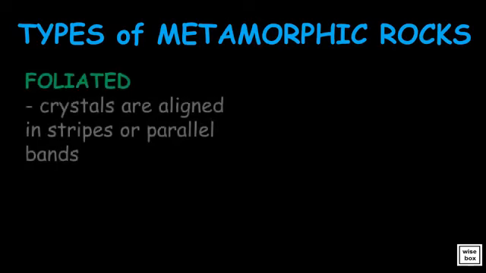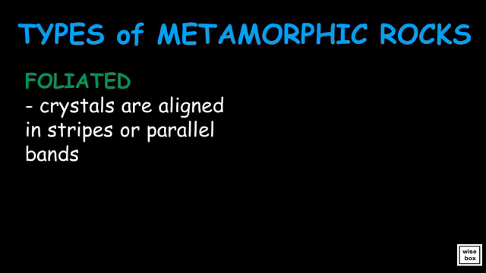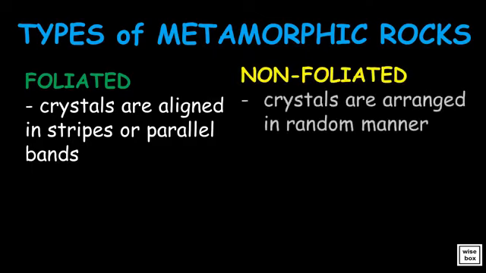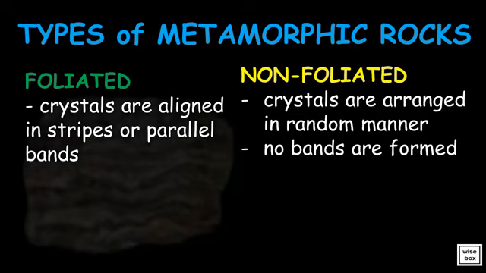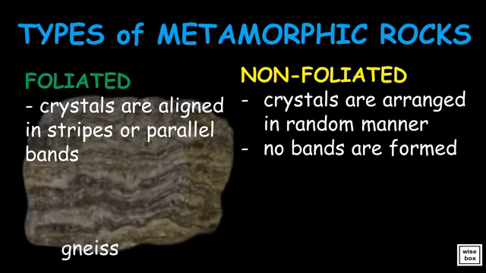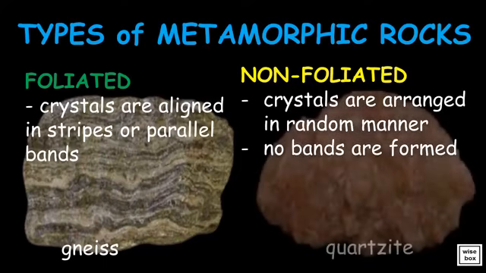There are two types of metamorphic rocks. Foliated, in which the crystals are aligned in stripes, or parallel bands. And non-foliated, in which the crystals are arranged in a random manner, and no bands are formed. An example of a foliated metamorphic rock is the gneiss. Notice the presence of parallel bands. For the non-foliated metamorphic rock, an example is the quartzite.